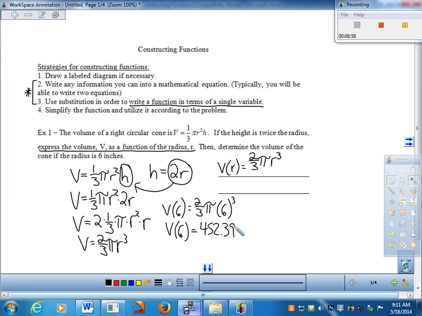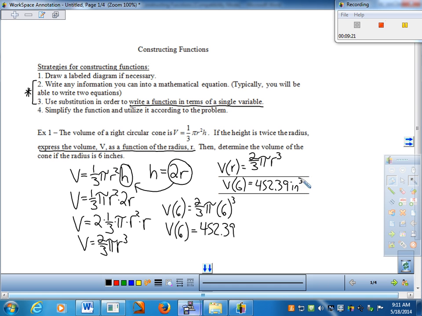As mentioned, given any input, you should be able to come up with the output. Given any output, you should be able to come up with the input, and not too bad at all. So that was roughly 452.39, and I think we were in inches in this case. Yep, there we go. And so our volume would be cubic inches.